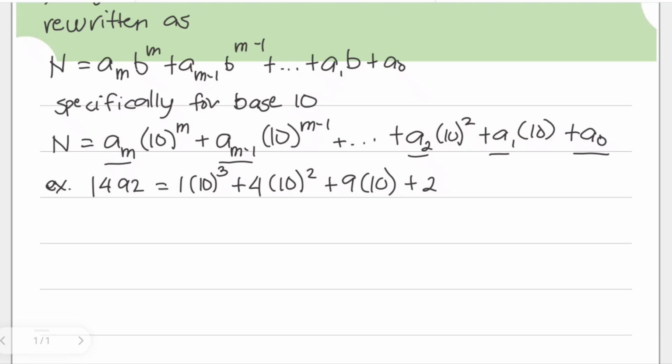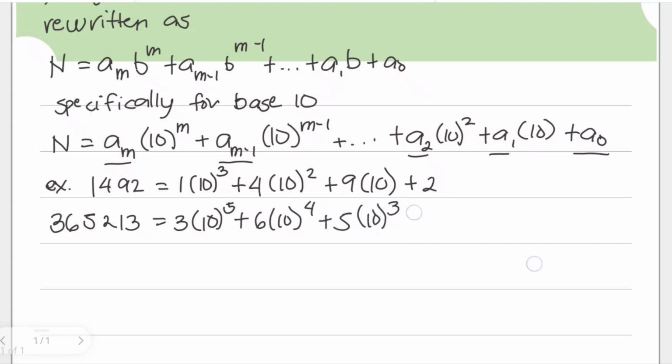Another example is 365,213. This can be written as 3 times 10 to the power of 5, plus 6 times 10 to the power of 4, the 10,000s, plus 5 times 10 cubed, plus 2 times 10 squared, plus 1 times 10, plus 3 times 10 to the power of 0, which is just equal to 1. So any integer can be written like this. Take note, this is a very important background concept before we proceed to the proving process.